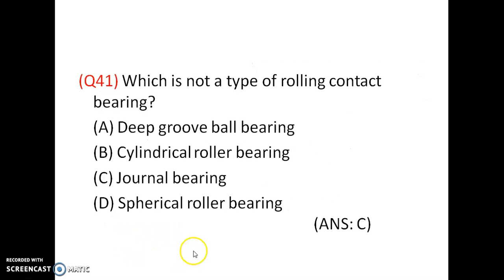Which is not a type of rolling contact bearing? Deep groove ball bearing is a rolling contact bearing, cylindrical roller bearing is a rolling contact bearing, spherical roller bearing is a rolling contact bearing. Option C is a sliding contact bearing. So option C is correct, which is not a rolling contact bearing. All three, A, B and D, are rolling contact bearings. Thank you.